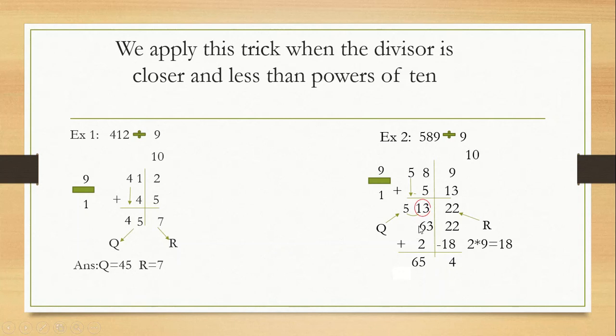Already we are having one quotient, 63, no? This is the new quotient and this is the old quotient. And this new quotient should be added to this 63, and you will get 65, which is the real quotient. And 4 is the remainder. So what is the answer for our question, that is 589 divided by 9? 65 is the quotient and 4 is the remainder.